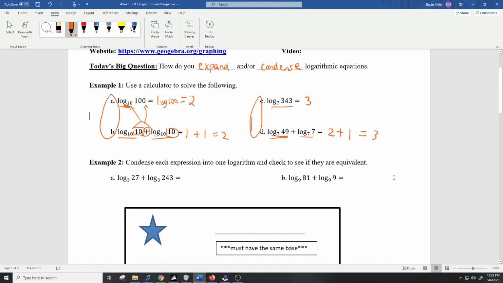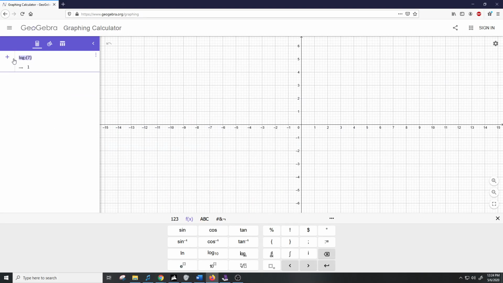So we're going to check to see how this works. We're going to try it again. So log base 3 of 27 plus log base 3 of 243. I'm going to use the property that we just talked about to condense them. Condense each expression into one logarithm, and then we'll check to see if they're equivalent. So log base 3 of 27 plus log base 3 of 243. That means we need to multiply these two numbers together. What's 27 times 243? Let's put it on here. 27 times 243.